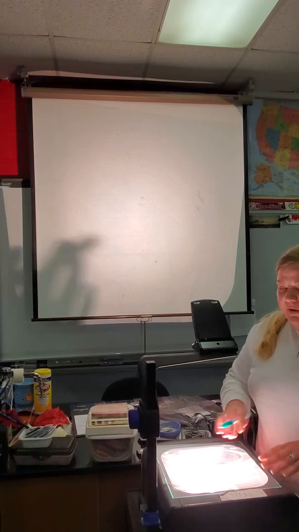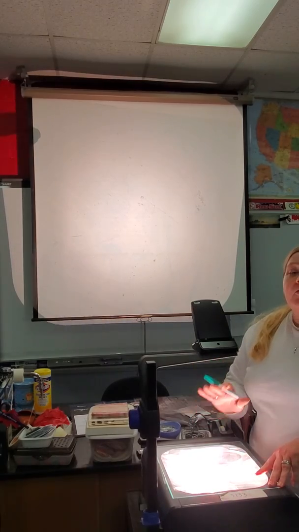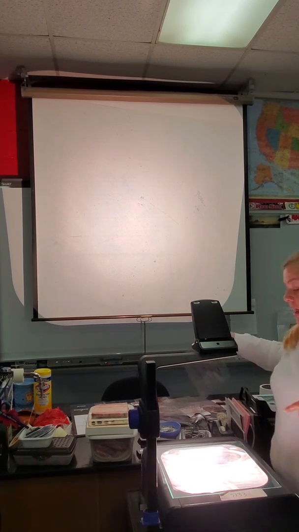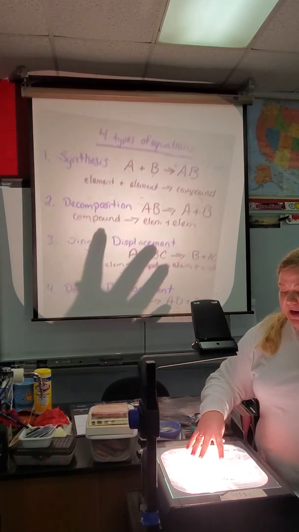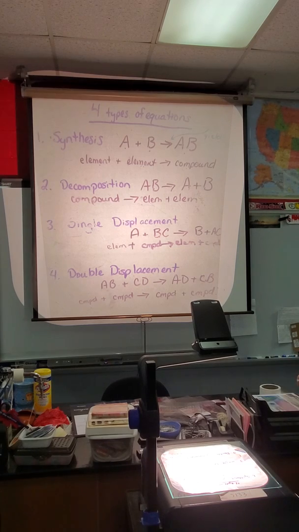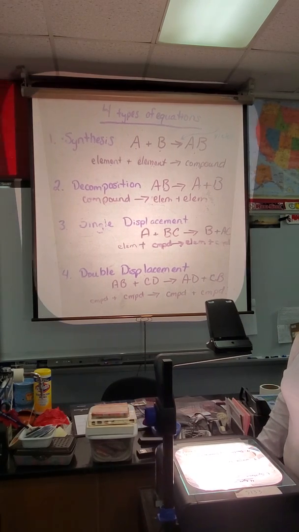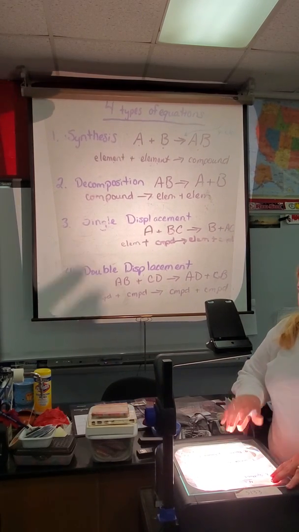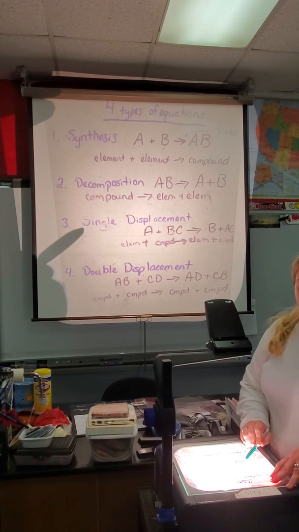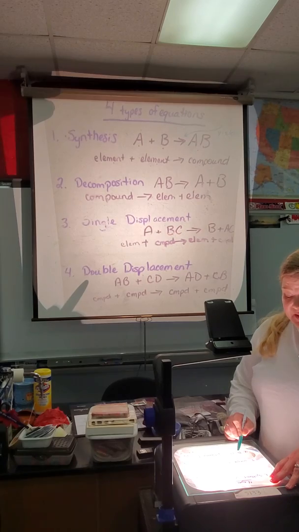Hey y'all, we're going to cover chemical reactions and how to write equations. The first thing I want to put up, and this is where I encourage you to stop the video and copy this down. These are your 4 types of equations. The 4 types are synthesis, decomposition, single displacement, and double displacement.